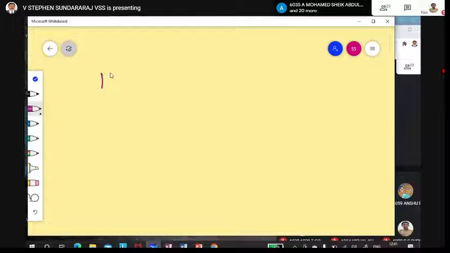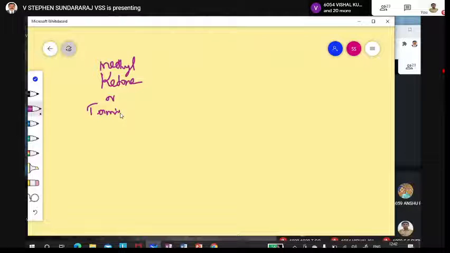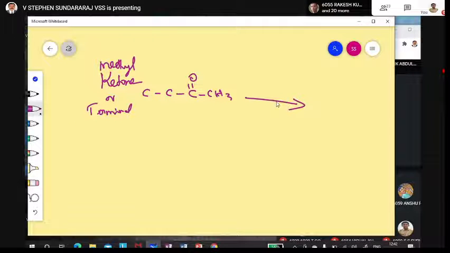Now write down that ketone, that is methyl ketone or terminal ketone. C double bond O CH3. Here, when it is treated with NaOI, sodium hydroxide plus I2 also. Sometimes they may give NaOH plus I2. At that time you remember this one.